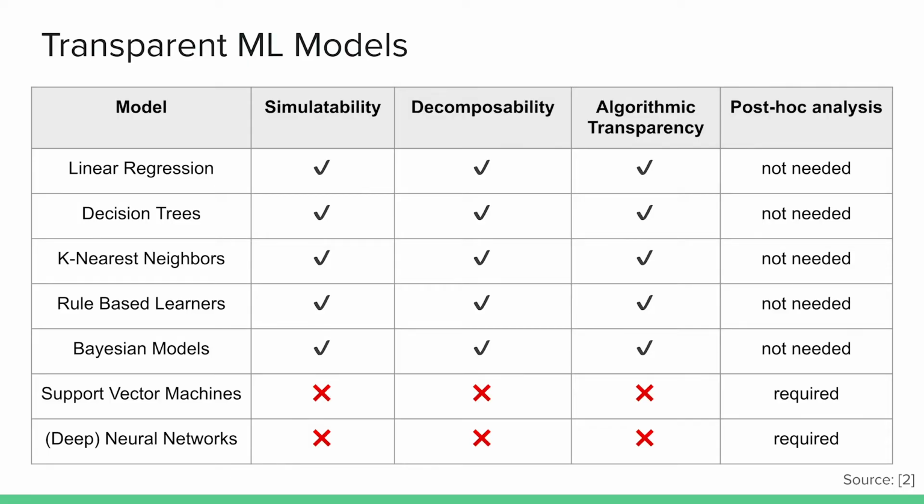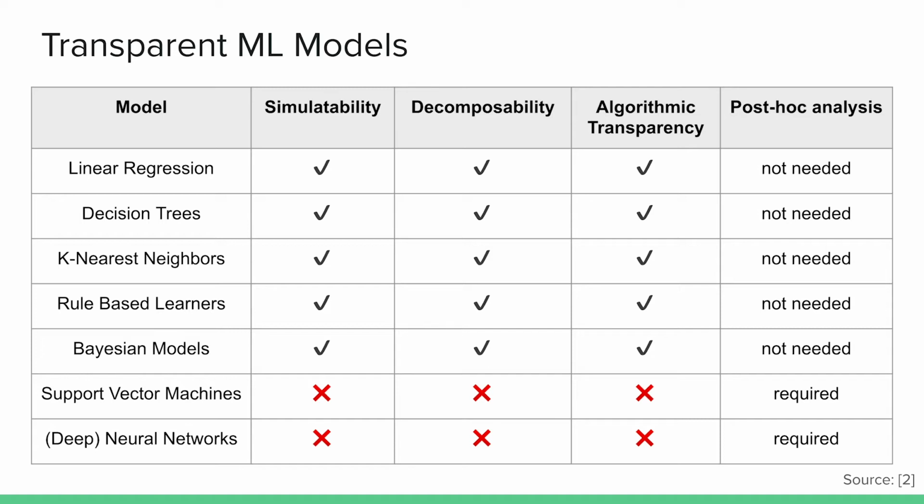Most of the traditional machine learning models have the properties that we can simulate them, we can decompose them, or they are algorithmically transparent by definition. So we don't need this post hoc analysis. And bear in mind that those check marks here come with an asterisk. So if you want to understand how and under which conditions these models fulfill these properties, please take a look at the paper.